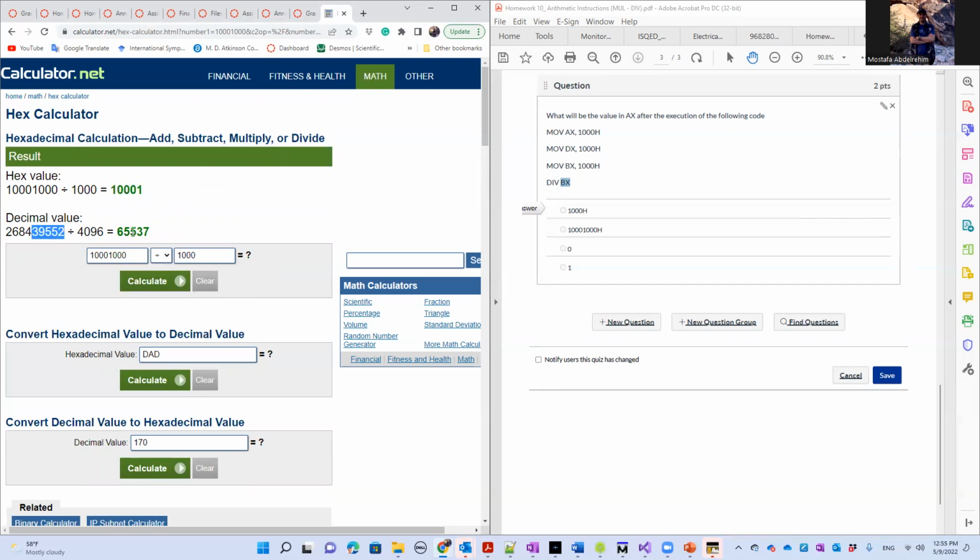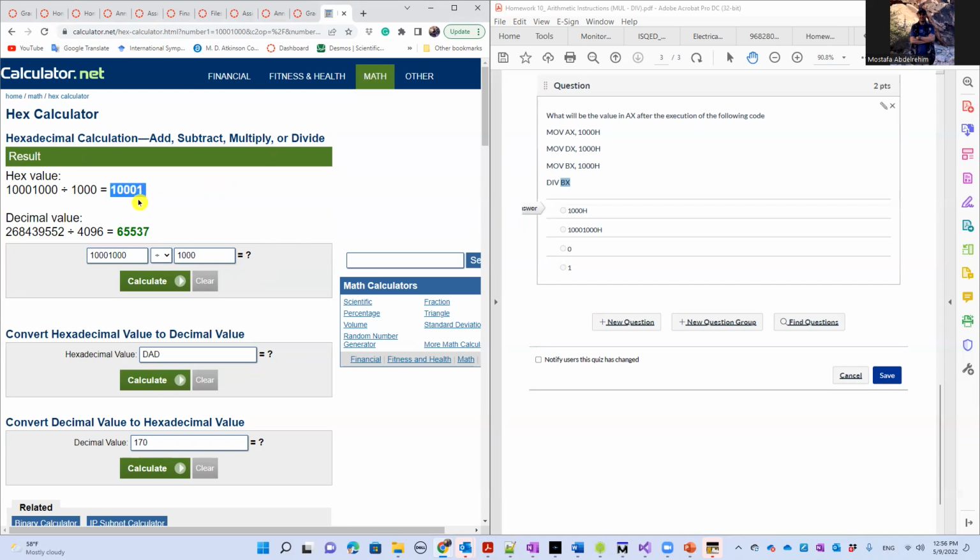Look at the decimal output. It is basically an integer, so there is no remainder here. That operation will result in a quotient with no remainder. The remainder is just 0. But look at the number that will be the quotient, which will be stored in AX.